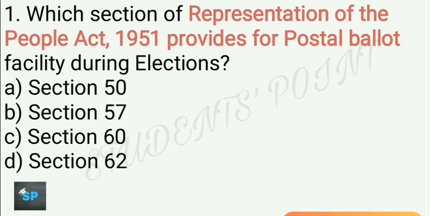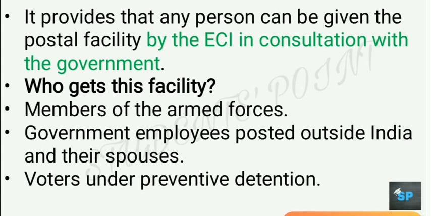Which section of Representation of the People's Act 1951 provides for postal ballot facility during elections? It is section 60 of the Representation of People's Act 1951 which provides the facility for postal ballot, and it can be provided to any person by the Election Commission of India in consultation with the Government of India.